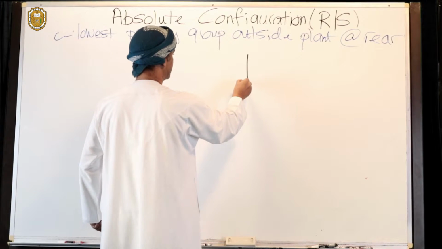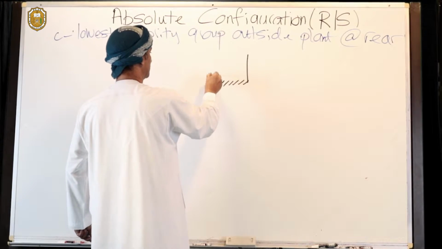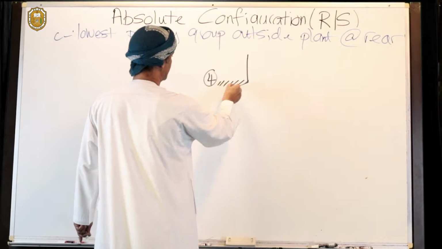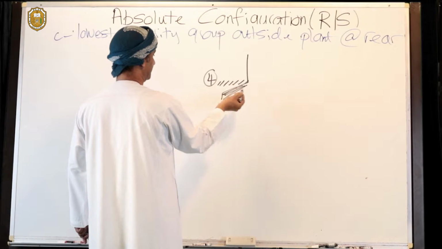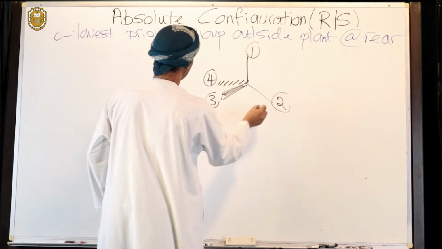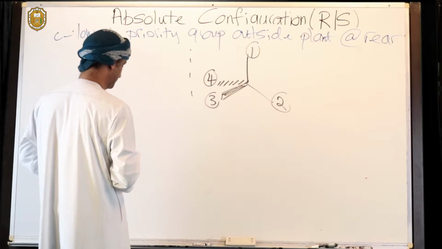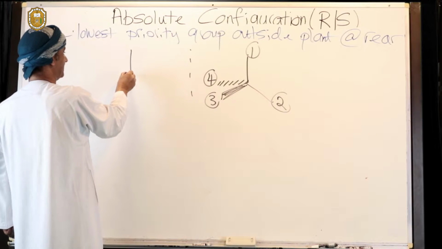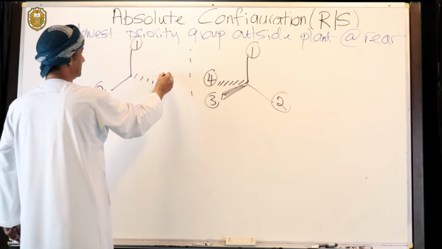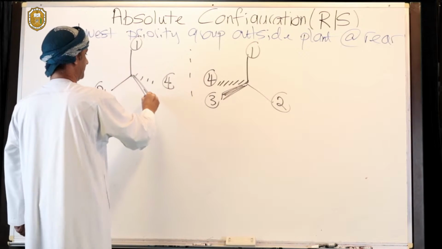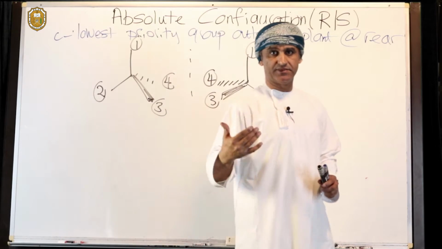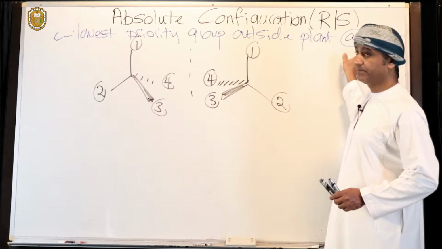So if we take something like this, now the lowest priority group is at the rear, as shown here by a dotted or a dashed line. And if this is, say, 3, and this is something like 1, and that's 2. Now, if we draw the mirror image of this, then we would get something like that. So that's 1, that's 2, this is 4, and that is 3. So this is again an example where the lowest priority group is at the rear. So it's outside the plane, but at the rear.